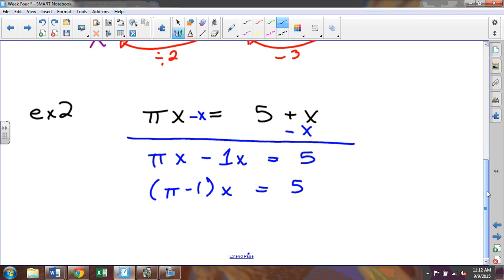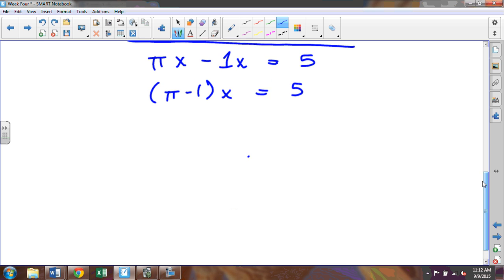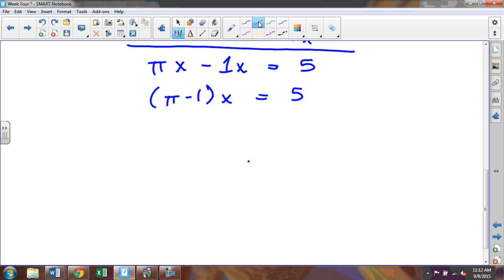To build the function loop diagram for it, again noting here is our function. What's being done to the argument? What is the parentheses with pi minus 1 telling us to do?